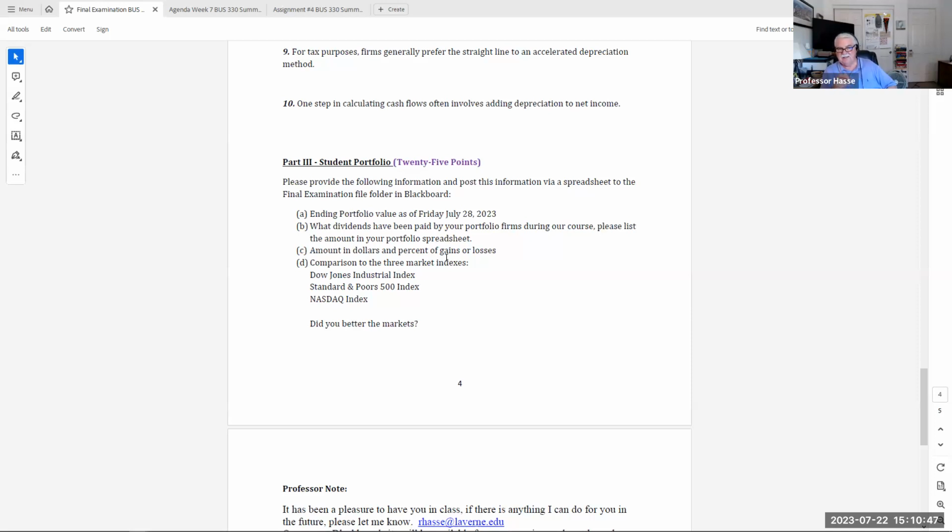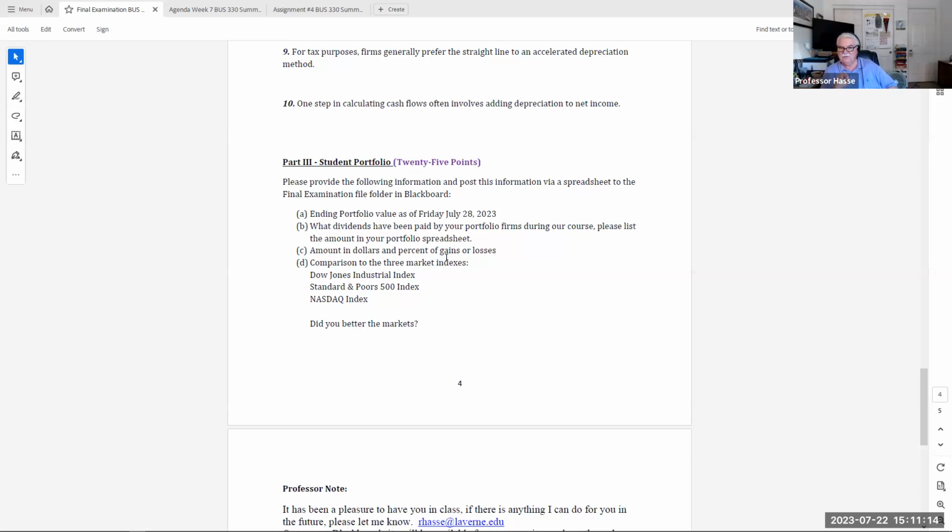And then finally, again, like we did prior, how much did your portfolio gain in dollars and in a percent from the beginning of the course? From the beginning of the course to July 28th, what was the dollar value of change of your portfolio, and what was that in a percent? And compare that to the percentage change of the Dow, the S&P, and the NASDAQ.